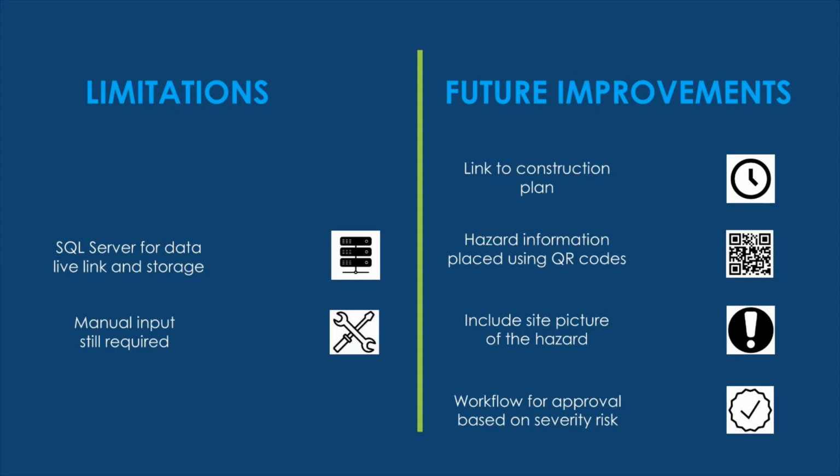We can identify four future improvement areas. First one, the construction plan will be linked to the app to facilitate the 3D model geometries and room creation. The second one could be that QR codes are associated to rooms and facilitate the population of hazard information from the operatives. The third one could be that pictures of hazards would be loaded into forms, for example, no access zones or confined space pictures. And the last one, it could be that severity risk input from the Power App could trigger a second workflow that will require an approval or further supervision.